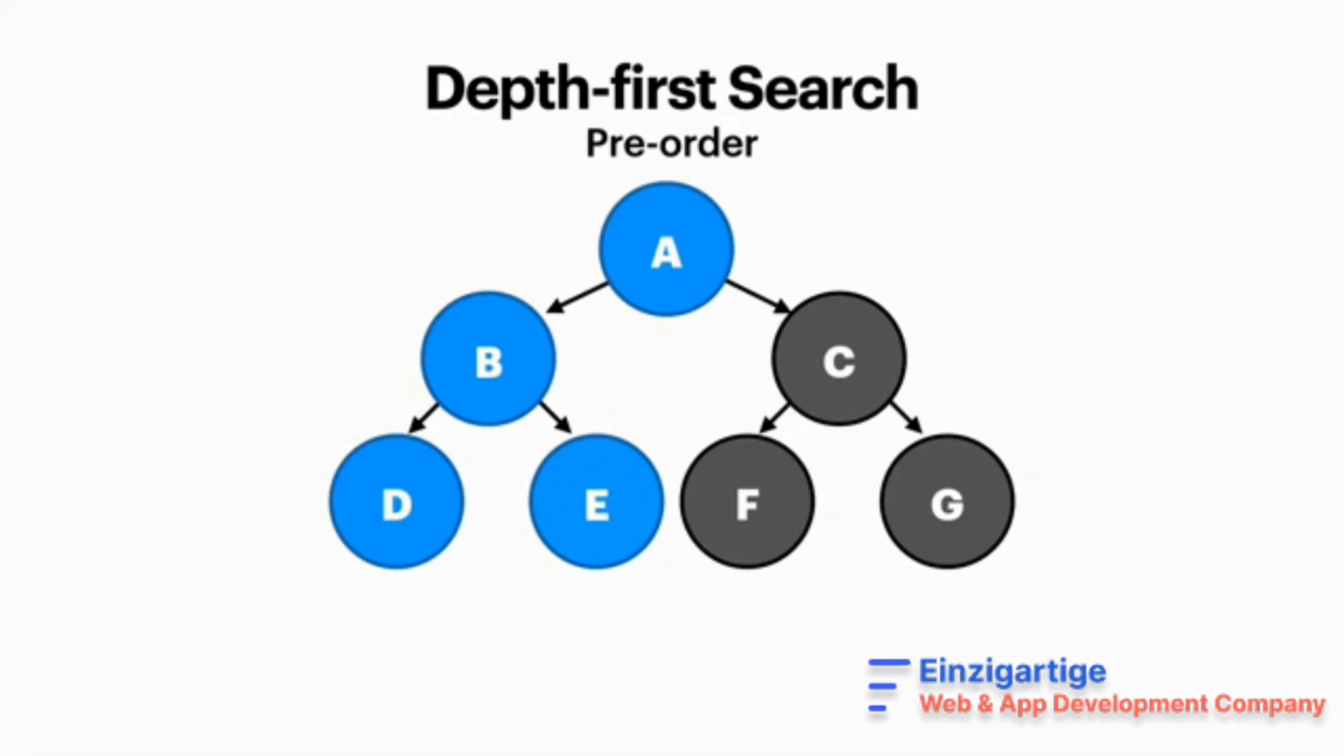Now we've visited all of these nodes. So we're going to go all the way back up to A, and we're going to visit A's second child, which is C. We're going to visit F next and then G. So that's a pre-order depth-first search.